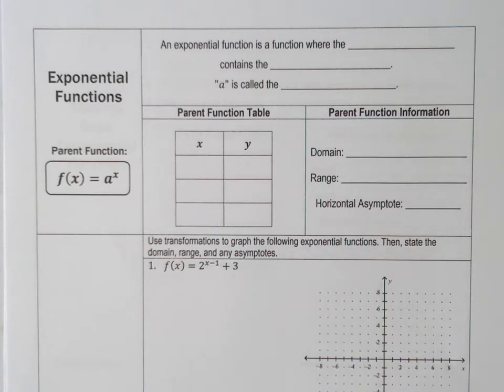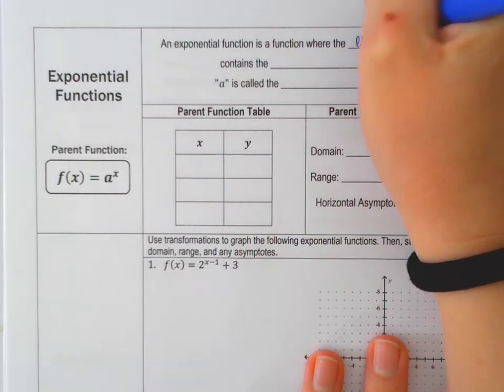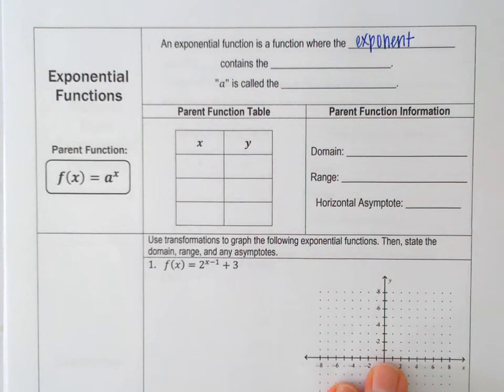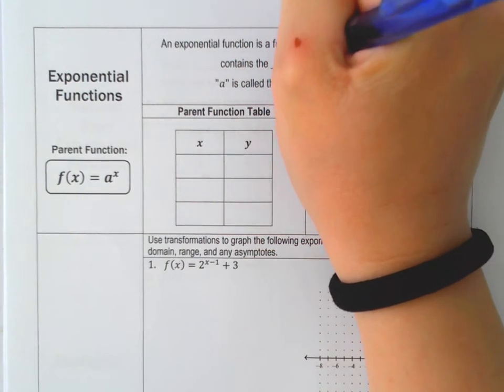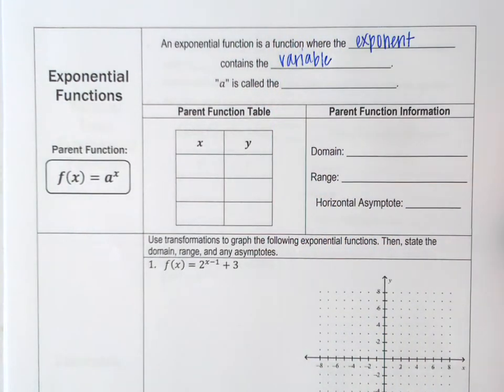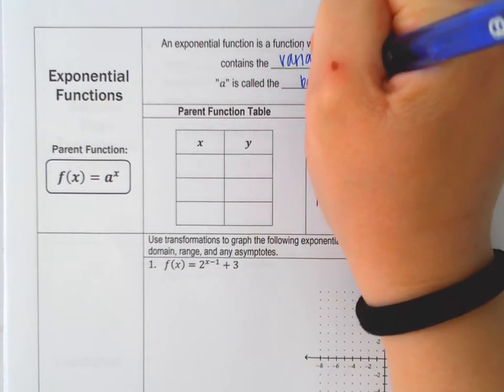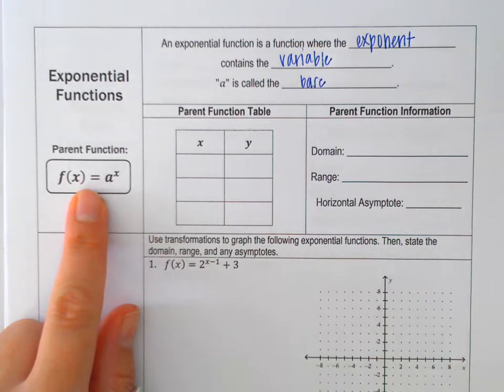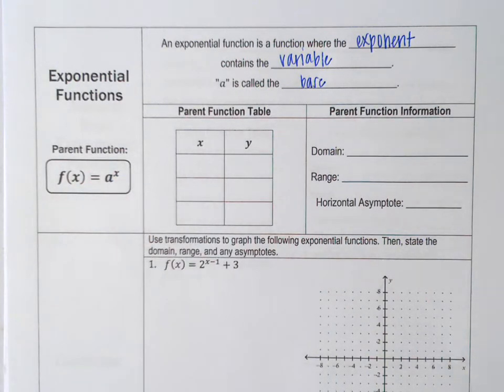So let's start with an exponential function. An exponential function is a function where the exponent contains the variable. A is called the base. So if we look over here, f of x is equal to a to the x. That is my parent function.